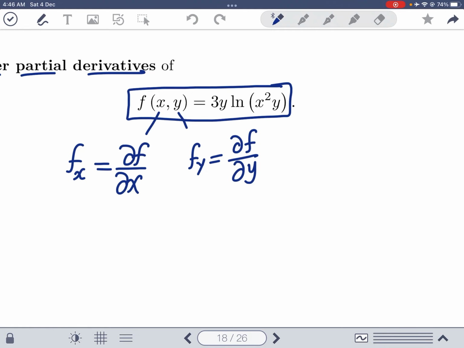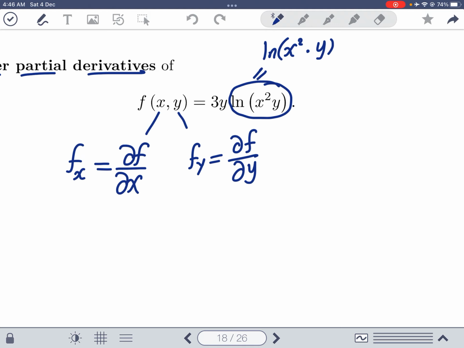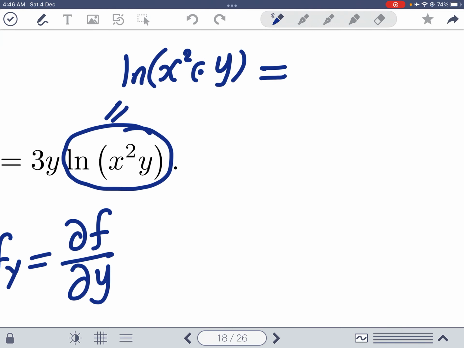But notice, again, you have a ln in the question, as in previous questions that we had. Whenever you have ln, simplify everything within the ln before you do derivatives or integration, or any question for ln. So notice that this is equal to ln of x squared times y, and ln of a product of two things, when you multiply, it changes to addition of the two lns, ln x squared plus ln of y.